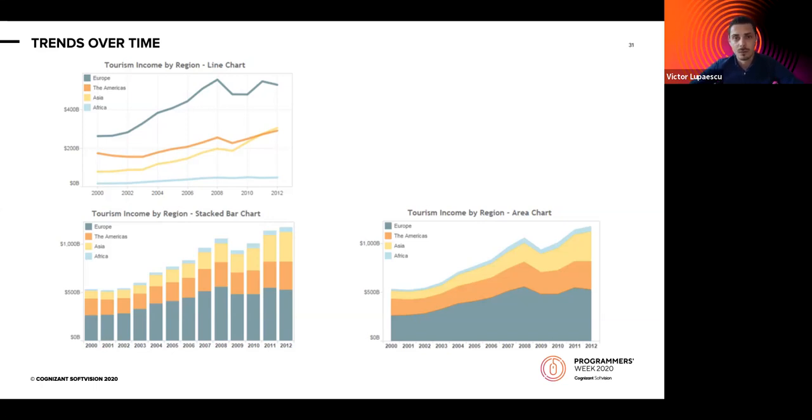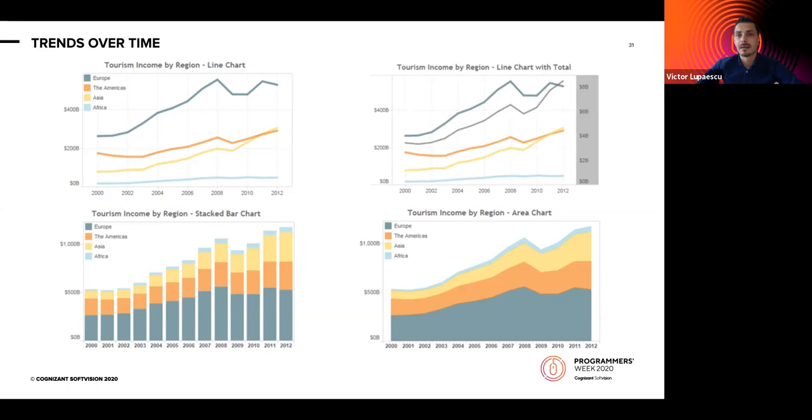There's a workaround for these. I suggest it 90% of the time when you want to see both the categories and the total, and that is the line chart with total. So what I did here is have the same chart as on the upper left, and added another line with a separate axis on the right, which shows me the total. So now I have the full information.